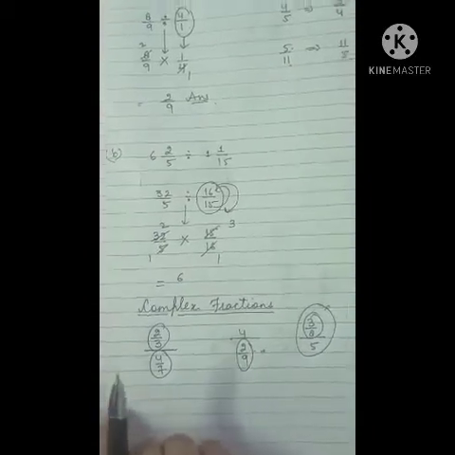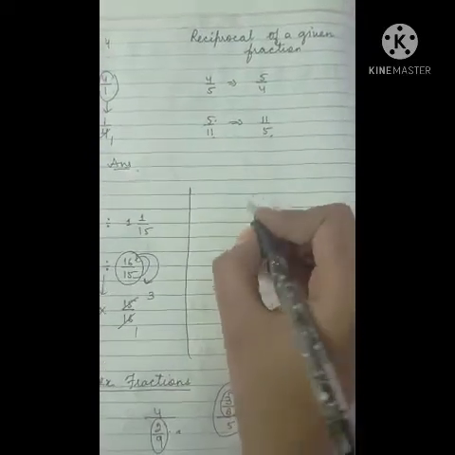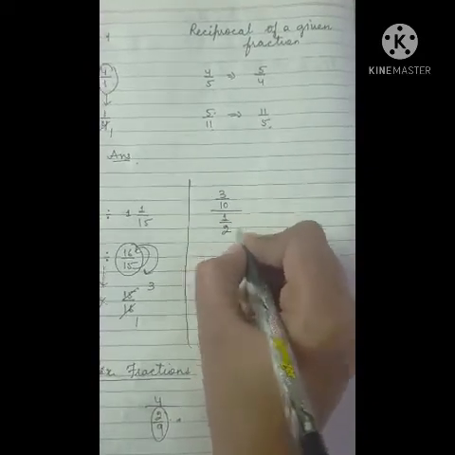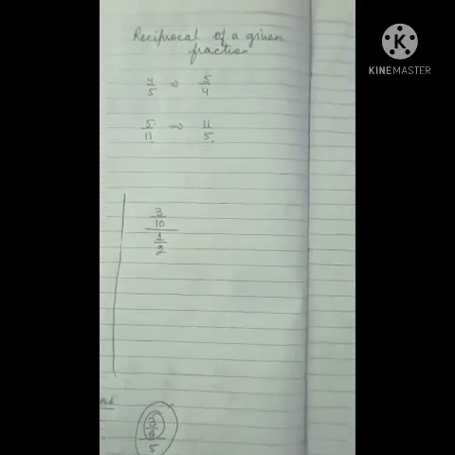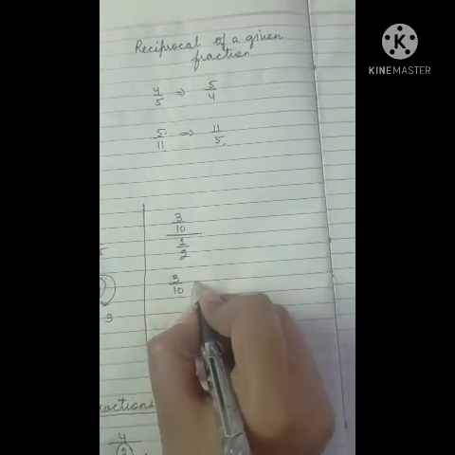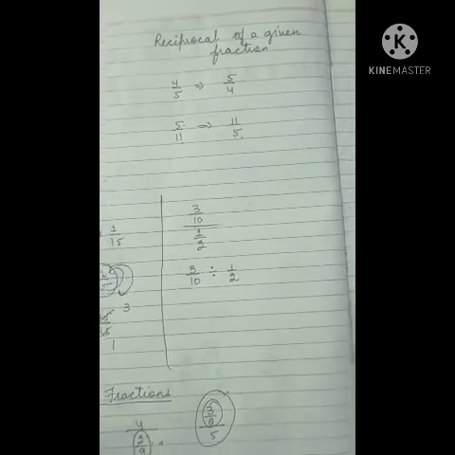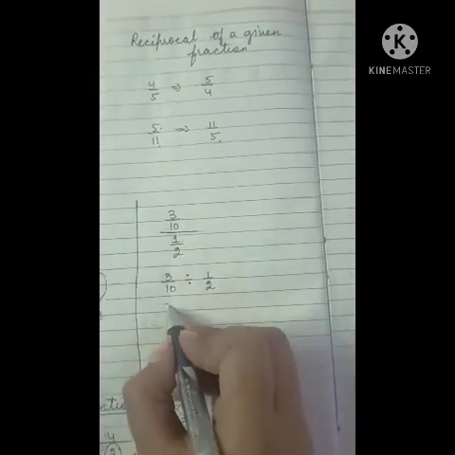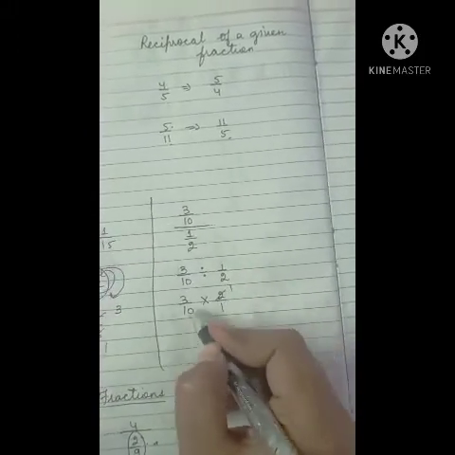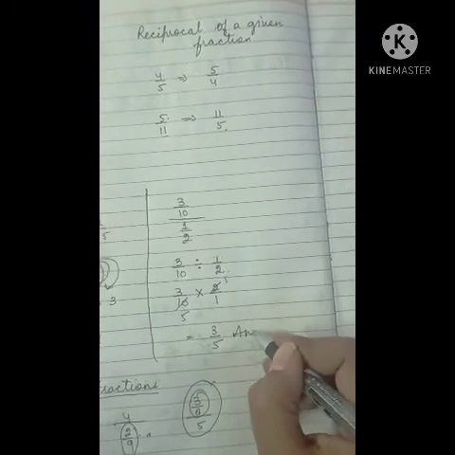Now suppose we have a question like 3 by 10, this is the division line, and then we have 1 by 2, and we have to solve this question. See, this is the division line, so we can write this as 3 by 10 divided by 1 by 2. Easy. Now we simply do as we do in division. 3 by 10 multiplied by 2 by 1. 2 1 times, 2 5 times. What do you get here? 3 by 5. This is your answer.